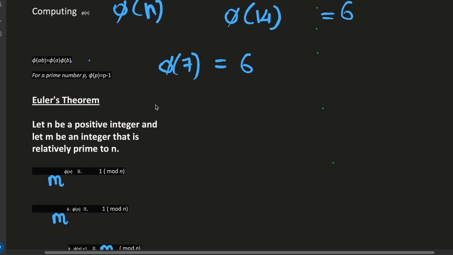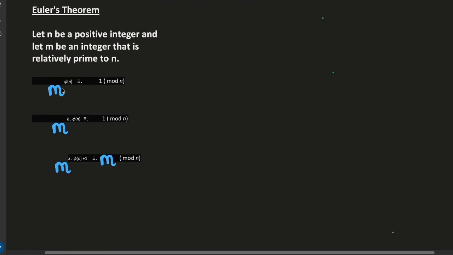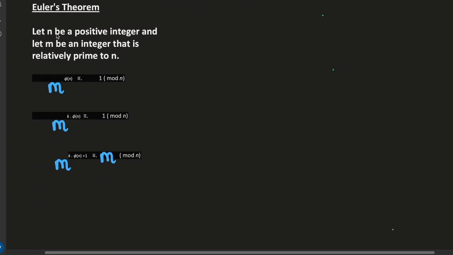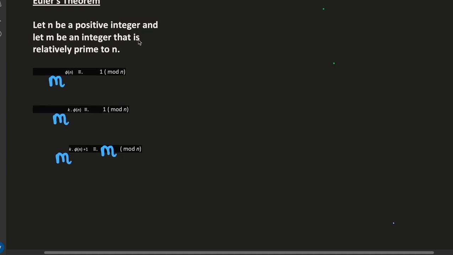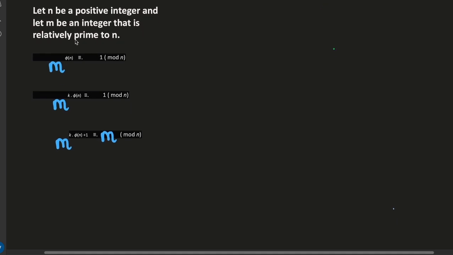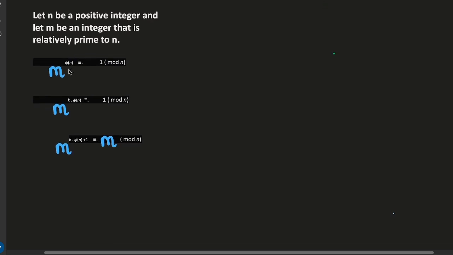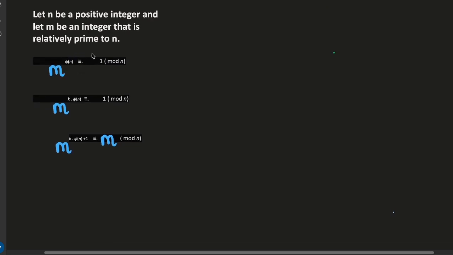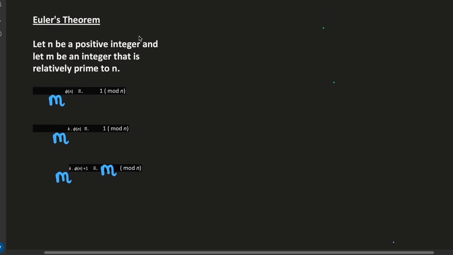So that is Euler's totient function. And let's talk about Euler's theorem now. Let n be a positive integer and m be an integer that is relatively prime to n. Then this holds: m to the power phi of n, where phi is Euler's totient function of n, is congruent to 1 mod n. And that is what Euler's theorem is.